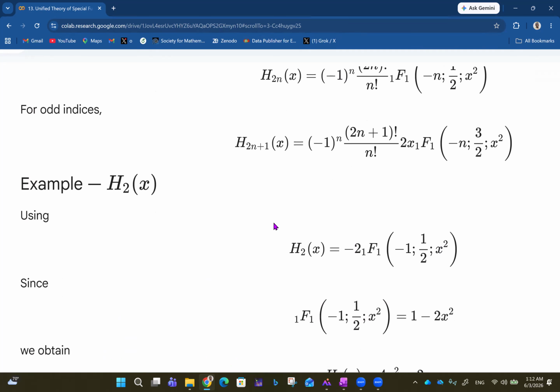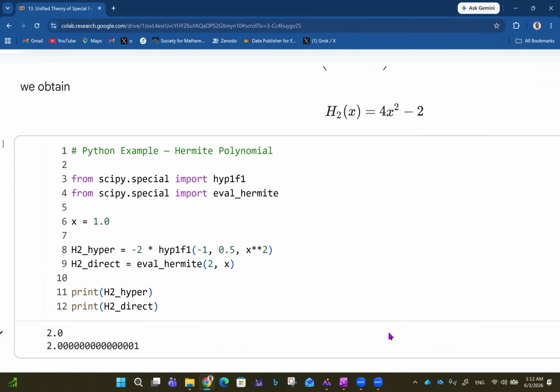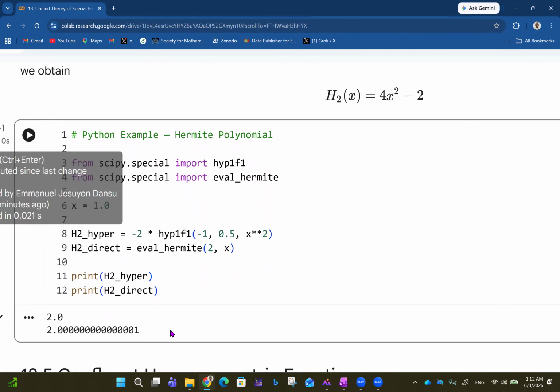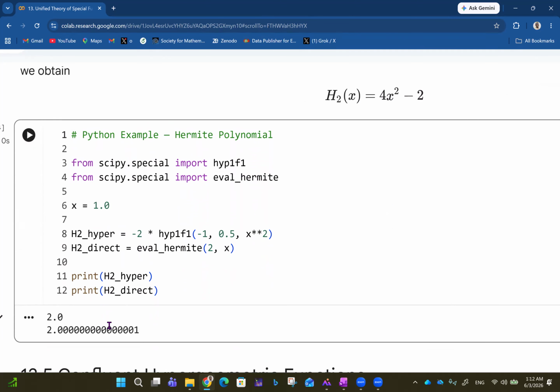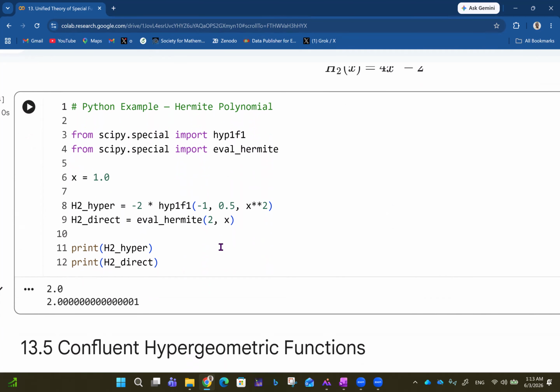So with all that in place, since 1F1 of this will be 1 minus 2x squared, then we can obtain H2 of x to be 4x squared minus 2. That's like 2 times (2x squared minus 1). And that's what the Hermite polynomial really looks like. So we can evaluate the direct Hermite and of course the one based on hypergeometric, and you see everything just gives you 2 in this case when x is equal to 1.0 for those same parameters.